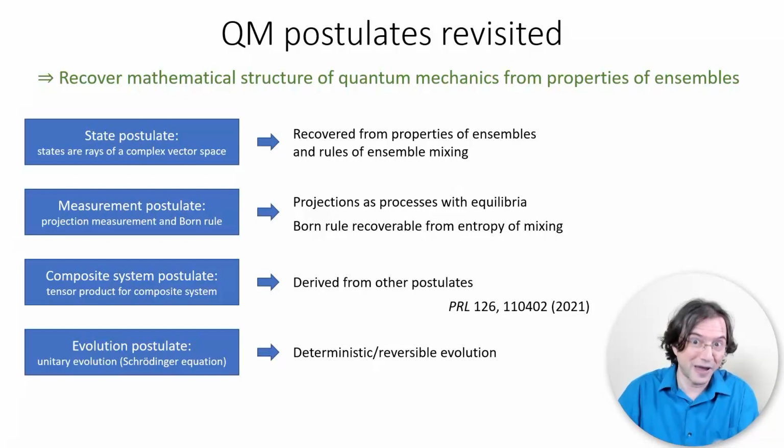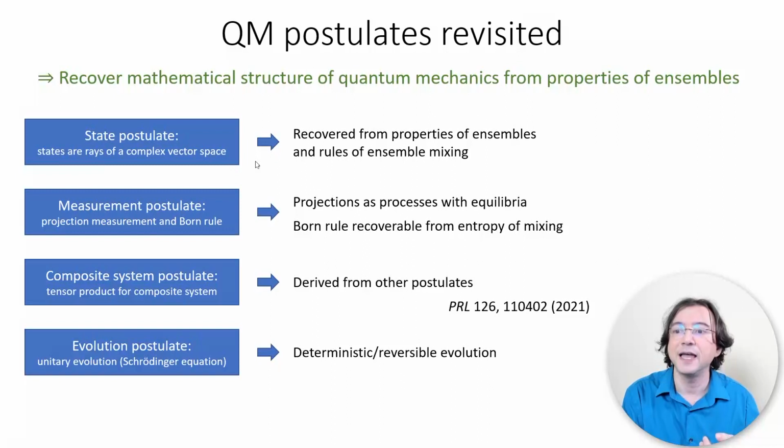So we should derive the things that we already have. Quantum mechanics is really postulated in roughly 4 postulates. One is the states postulate, that states are represented by rays of a complex vector space, and this should be recovered from the properties of ensembles and the rules of ensemble mixing. The measurement postulate should be recovered from the idea that projections are processes with equilibria, and the Born rule should be recovered from the entropy of mixing.